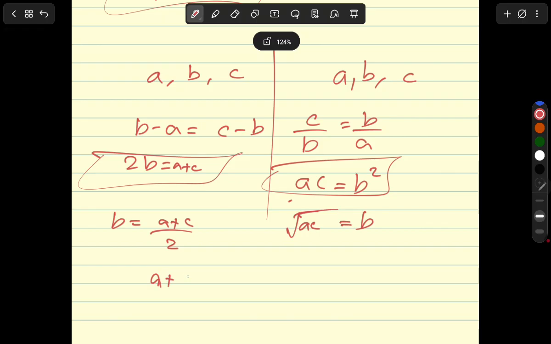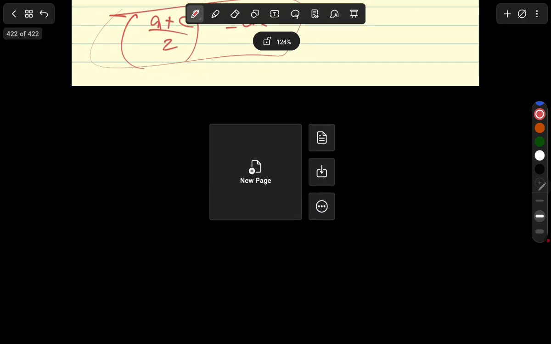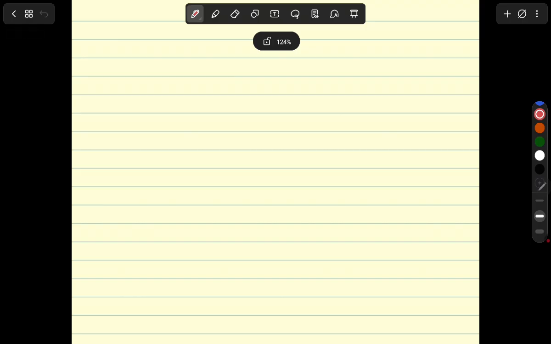So this is going to become (A plus C upon 2) whole square is equal to AC. That's it. So this is another equation that you can form. Now, the last questions of this chapter combine arithmetic progression, geometric progression, functions, trigonometry, and algebra. So you don't immediately hunt for formulas. Ask yourself, what type of progression is this?